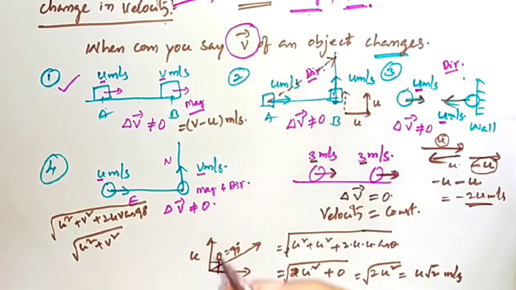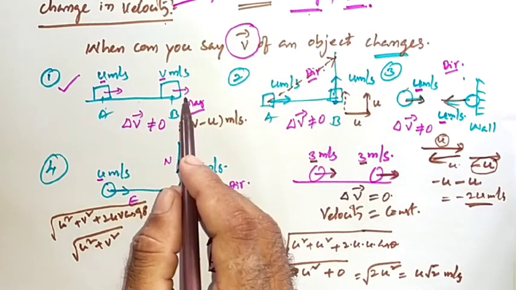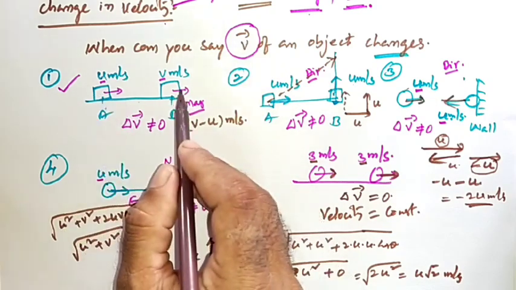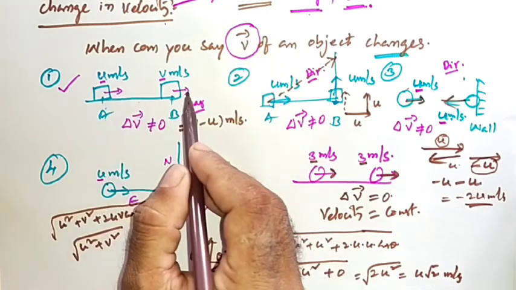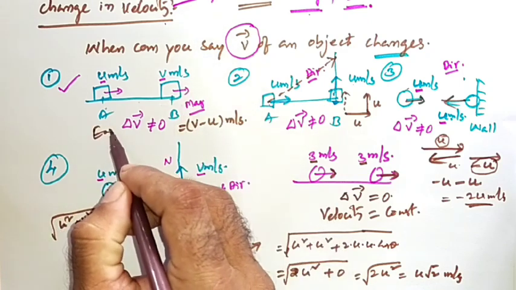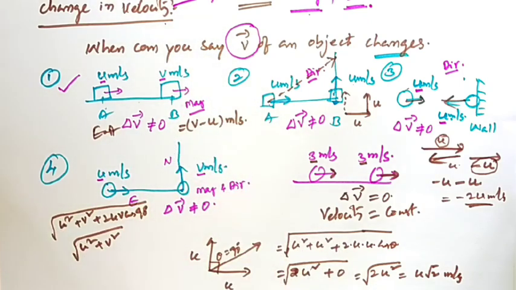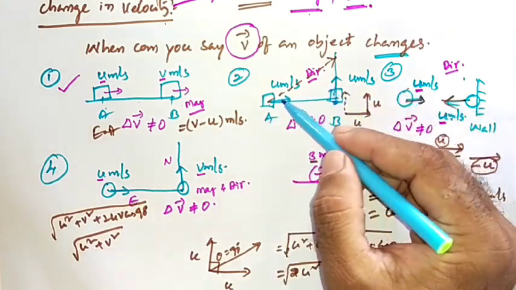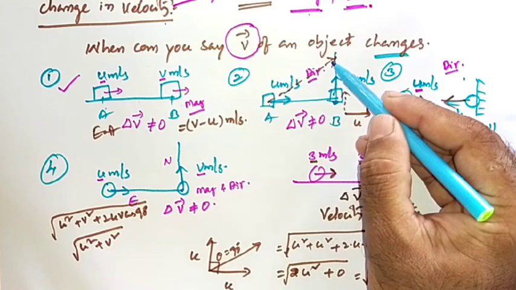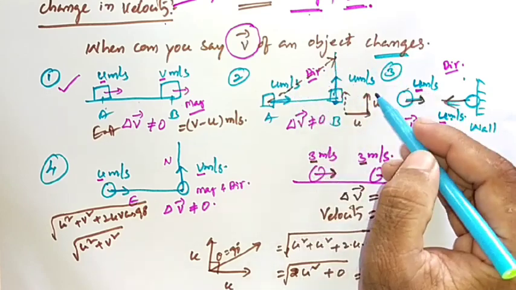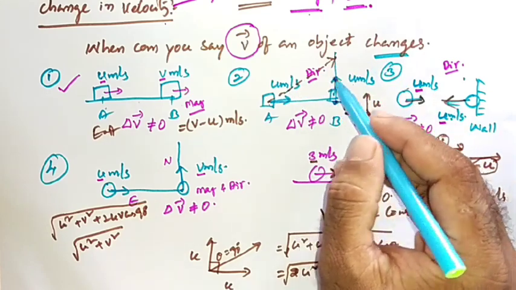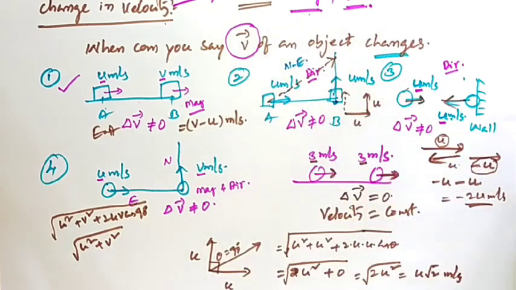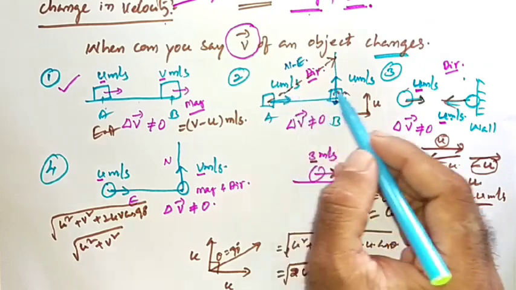Clear? Now here tell me, what is the direction of change in velocity? As velocity is a vector, change in velocity is also a vector. What is the direction of change in velocity? This is east and this is east. This is east. Now in the second case, what is the change in velocity direction? What direction is this? East, north. This is northeast. Got it? Because it is 90 degrees.